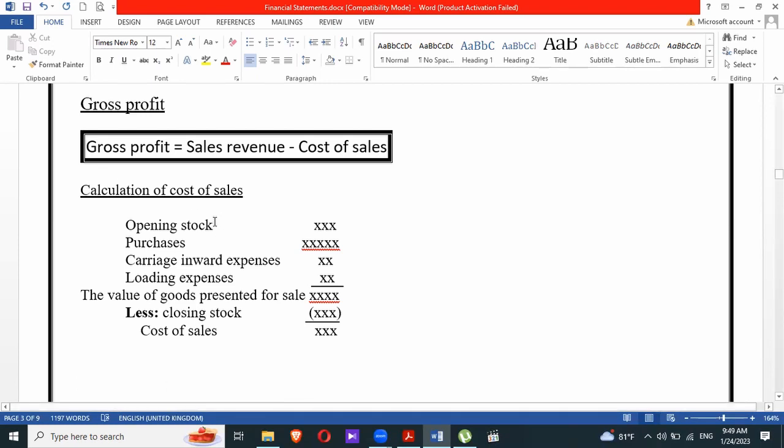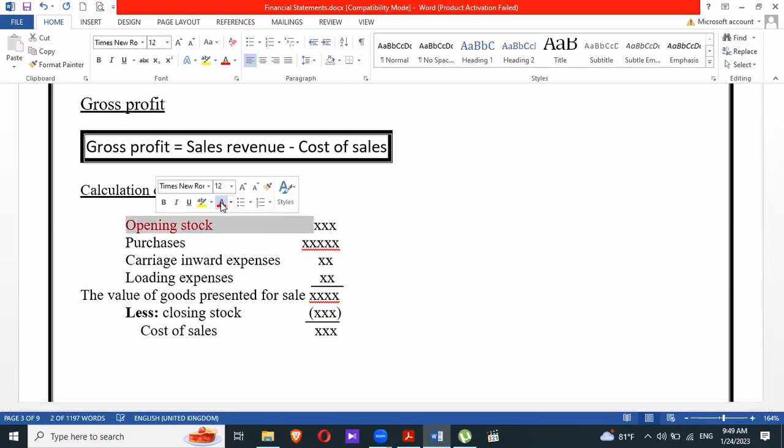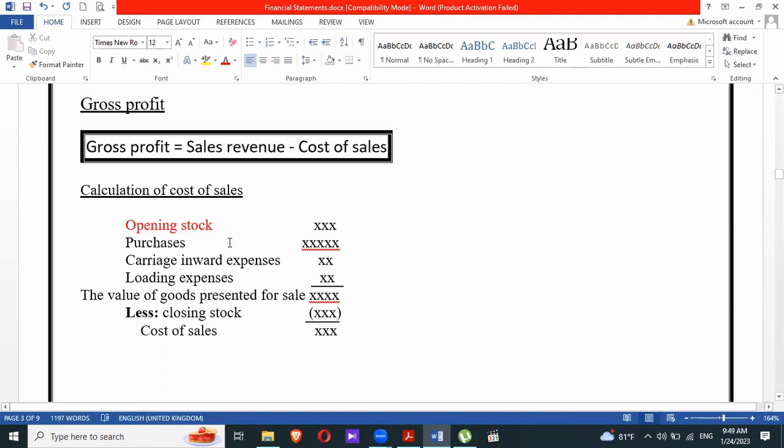First, I told you we can't ignore the opening stock, because we first have to sell it, right? Before we sell the current year purchases, definitely we have to sell the opening stock. So because of that, we have to add the opening stock. Then for that, you have to add purchases. Not only that, I told you some purchase related expenses should be added. Keep in mind these terms carefully.